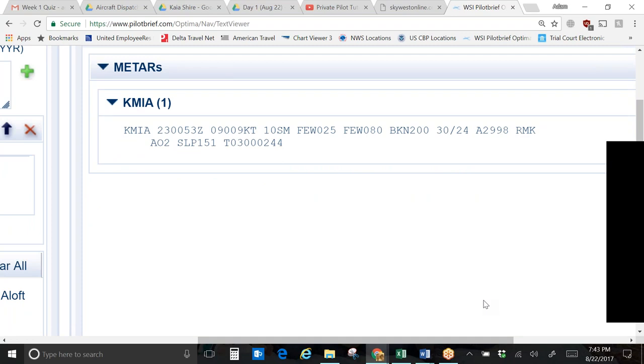So, K-Miami. I'm blanking. Okay, so the 23rd day at 0053 Zulu, and 090 degrees, at 9 knots, 10 statute miles, few clouds at 2500, and a few at 8,000. And then the temperature is 30 degrees Celsius over 24 degrees Celsius dew point. And then the altimeter is 29.98. And then for remarks. Yep. Okay. Who's next?